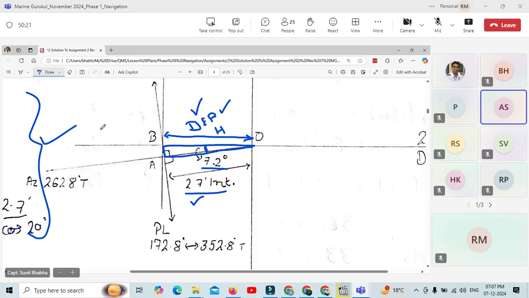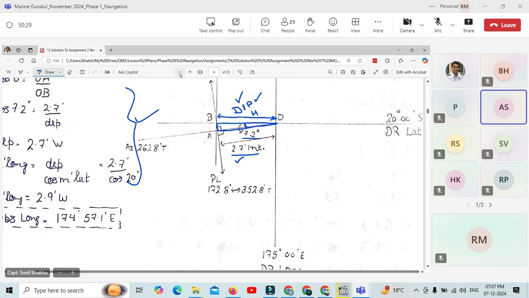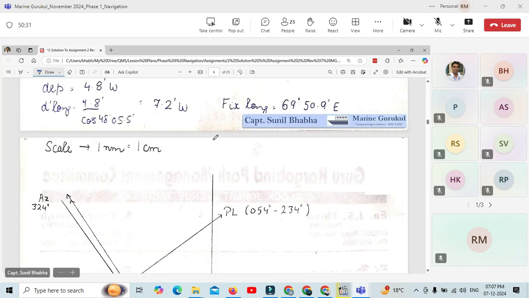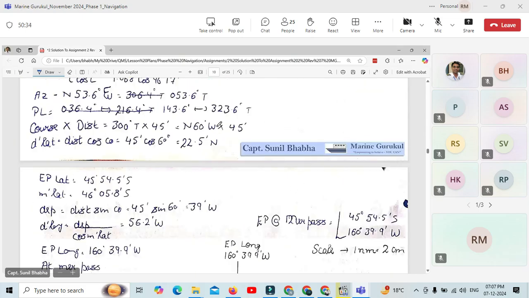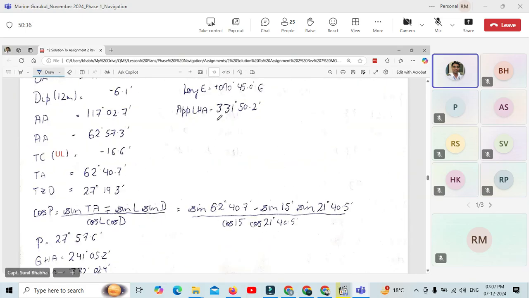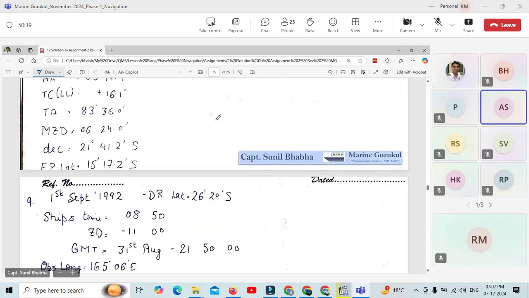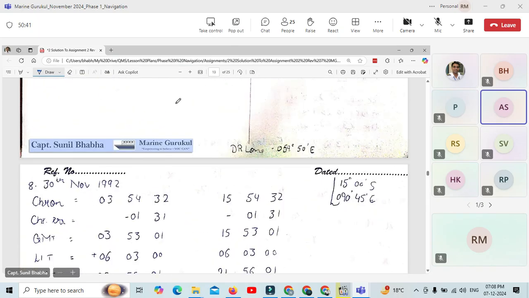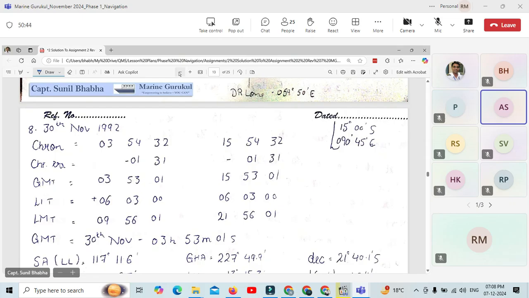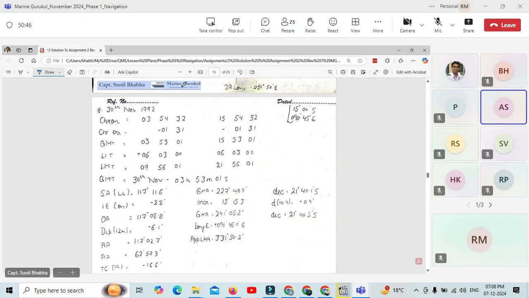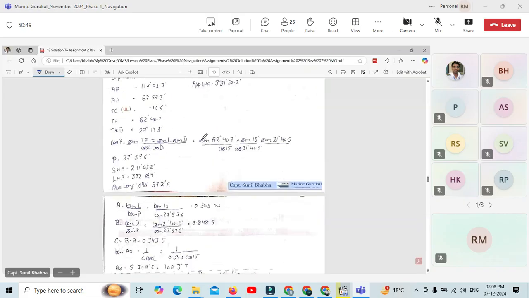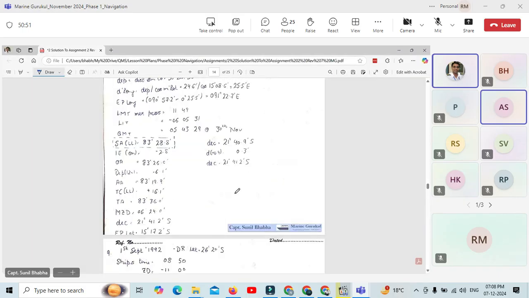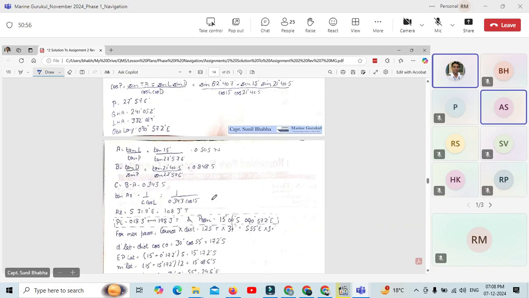Okay, sir. Understood, sir. Great. Sir, one more doubt. Go ahead. Sir, in question number 8, directly come to the last part, sir. They've directly taken the sextant altitude. How did they get the sextant altitude of Meridian Passage without calculations? From GMT, they have taken the sextant altitude of Meridian Passage. Yes, this part, sir.